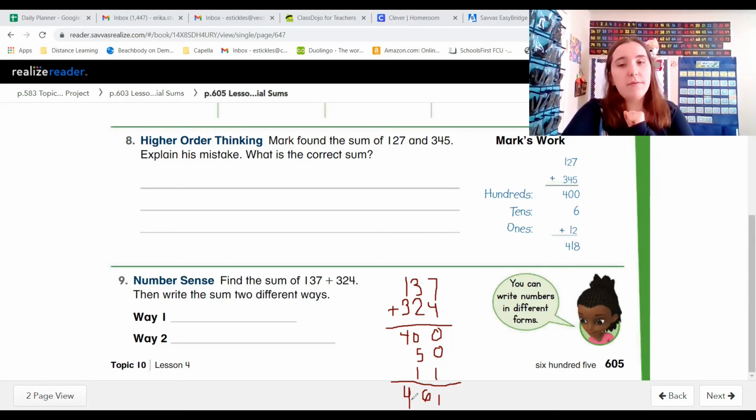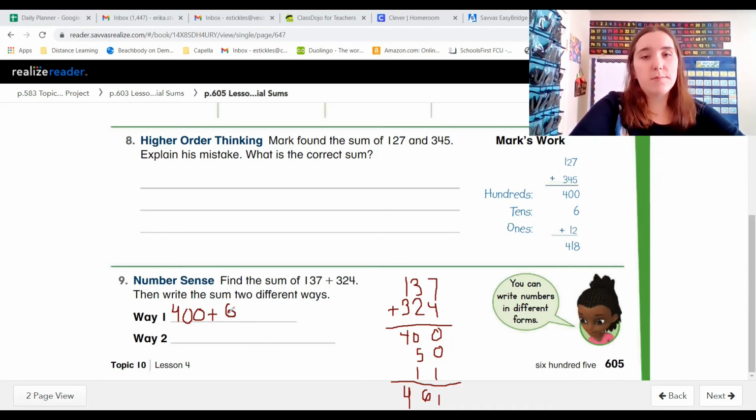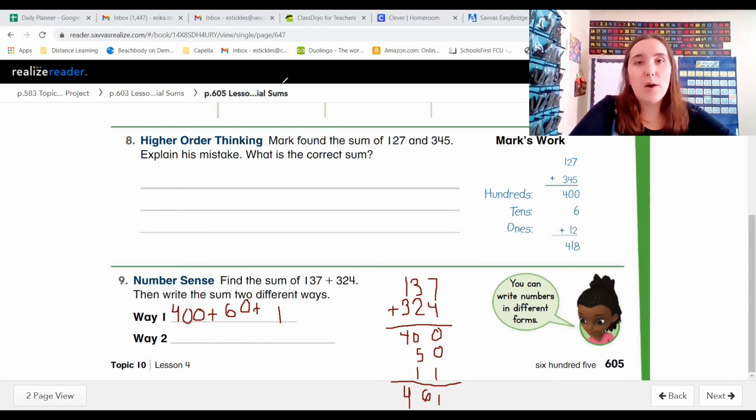So how many hundreds do we have? We have 4 hundreds. So we're going to say 400 plus, how many tens do we have? 6. So 60 plus, how many ones? We have just 1. So expanded form would be 400 plus 60 plus 1. That'd be the same as writing out 461. Now we're going to write it out in word form as well.